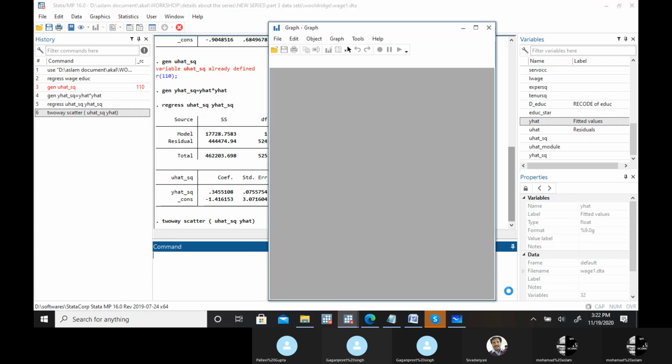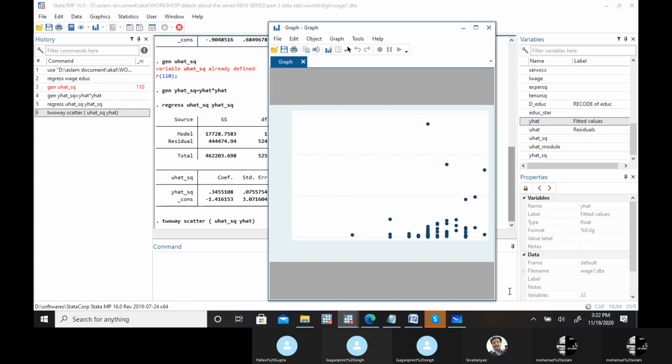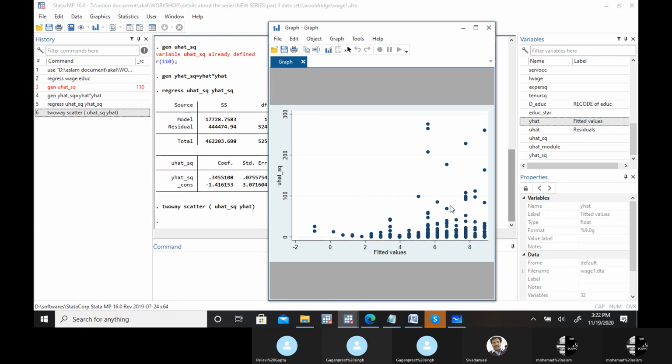I suggest this: whenever you run a command in Stata, let that command complete. Don't try to write any other command, because we are working with the pirated version, so it may hang your system. So don't try to jump from one step to another while you run a command.